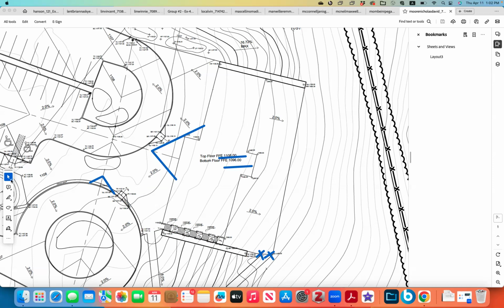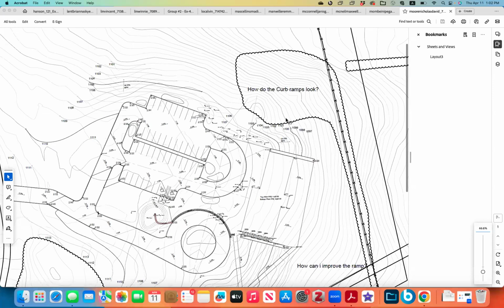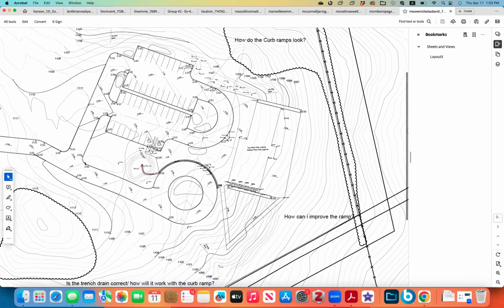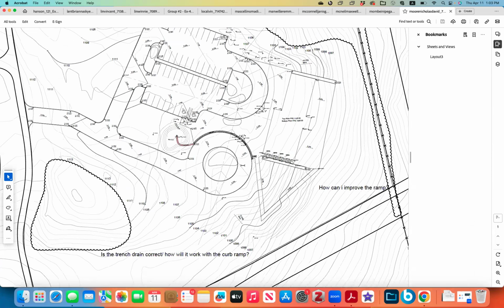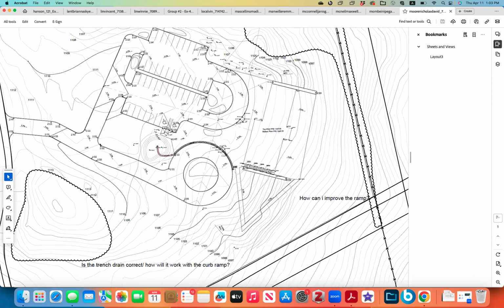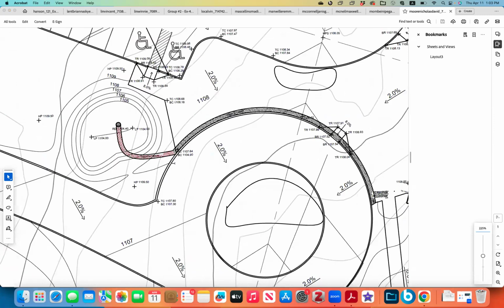So that is about the ramp. Anything else you want me to go through? I guess the last thing is before, where the trench drain comes out and I provide retention to the bus stop, is that all correct? Because I want to make sure I didn't do it wrong before I continue.